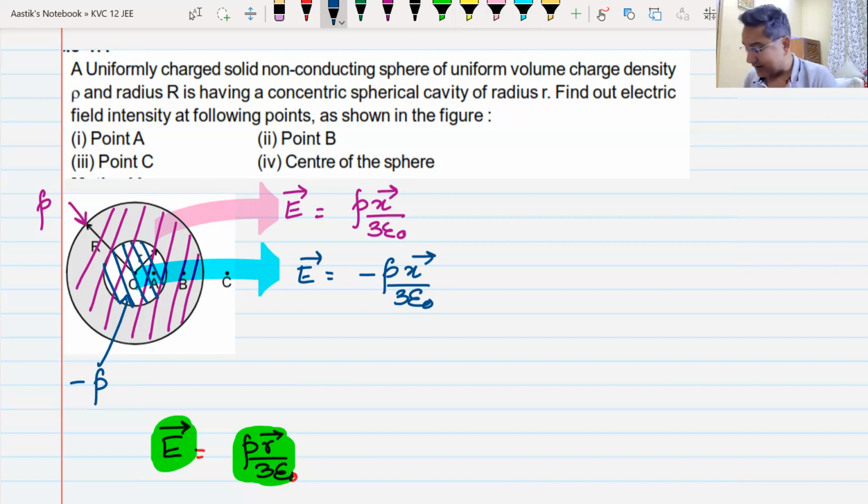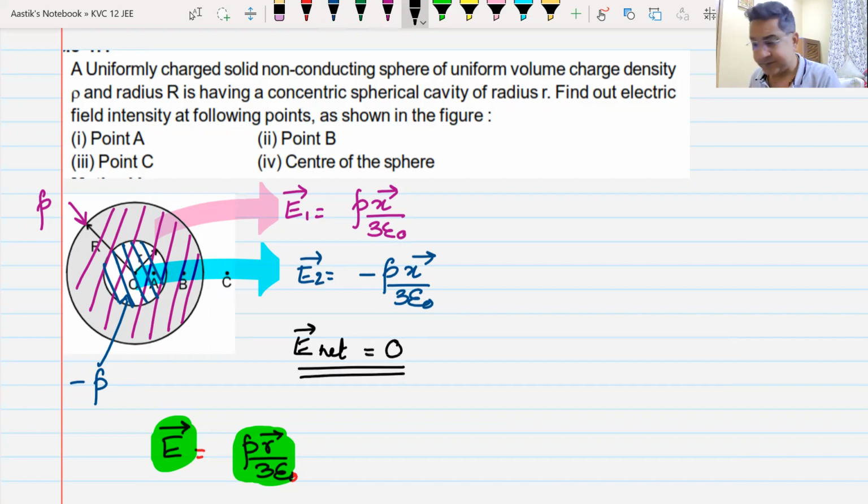That means the net electric field at point A, or for that matter at point O. Point O is always 0 because it is at the center. The net electric field at point A will be the summation of these two electric fields. 0, sir. I can call this 1, I can call this 2. The net electric field becomes 0. Do we understand this, everyone? Yes.